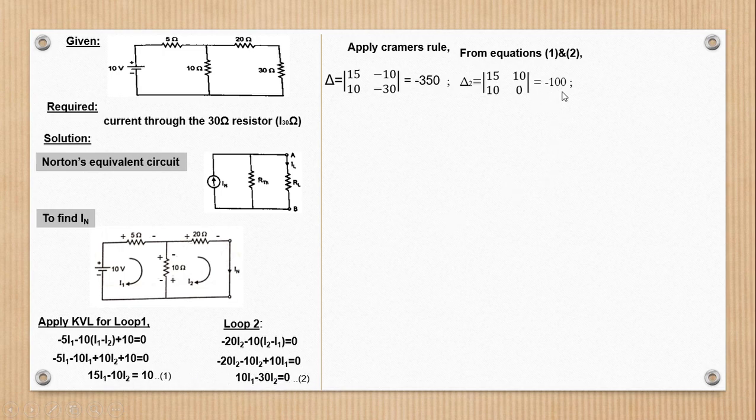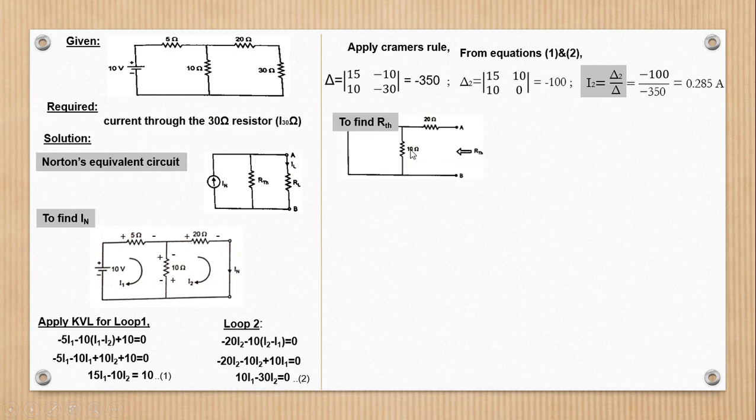It is equal to minus 100. To calculate the value of I2, we have to take the ratio between del 2 and del. The value of del 2 is minus 100, the value of del is minus 350. That gives the value 0.285 amps. Now we need to find the value of R Thevenin, that is the Thevenin resistor.